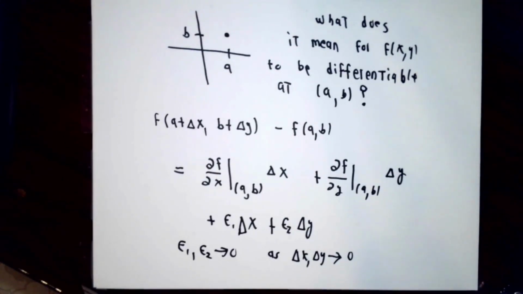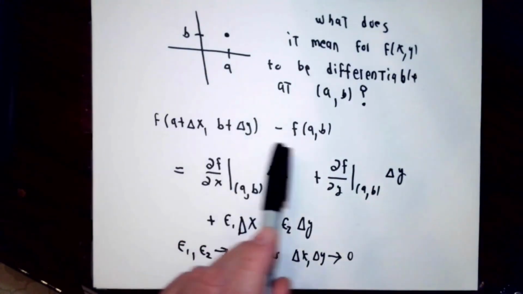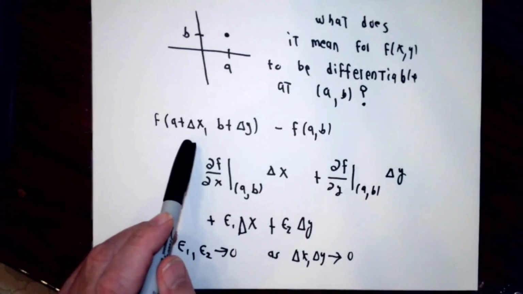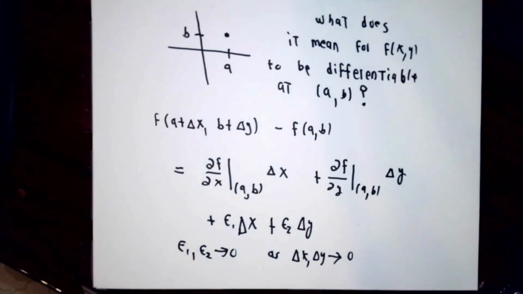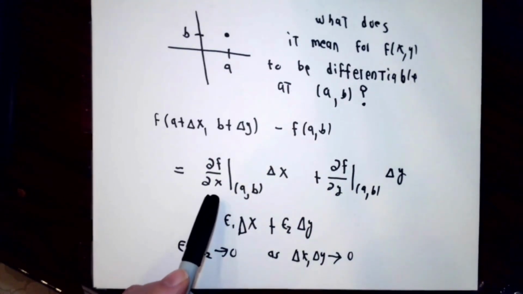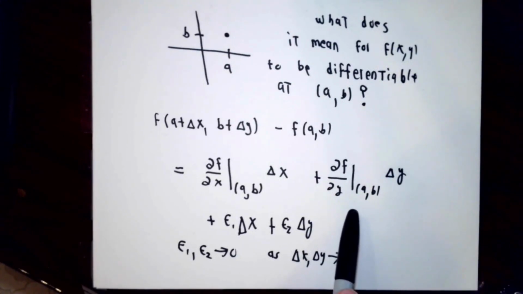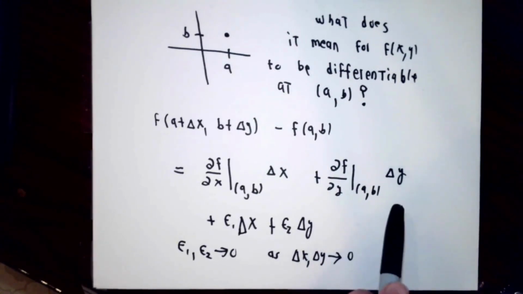We are going to say that f is differentiable at the point (a, b) if the actual difference in function values, starting at some point (a, b) and ending at some point (a plus delta x, b plus delta y), can be written this way. It's the rate at which f is changing with respect to x only at the spot we started at, times how much I changed the x. There will be another contribution, though: the rate at which f is changing when I change y only, times the amount that I changed the y variable.